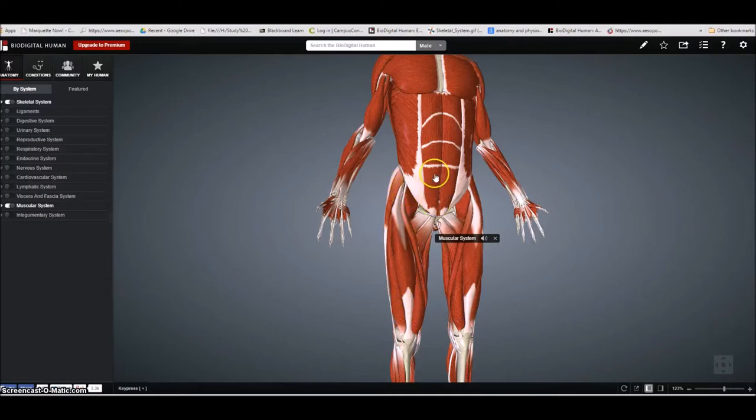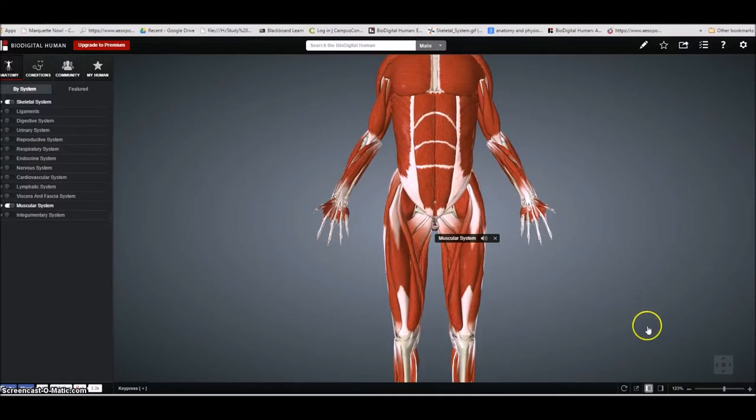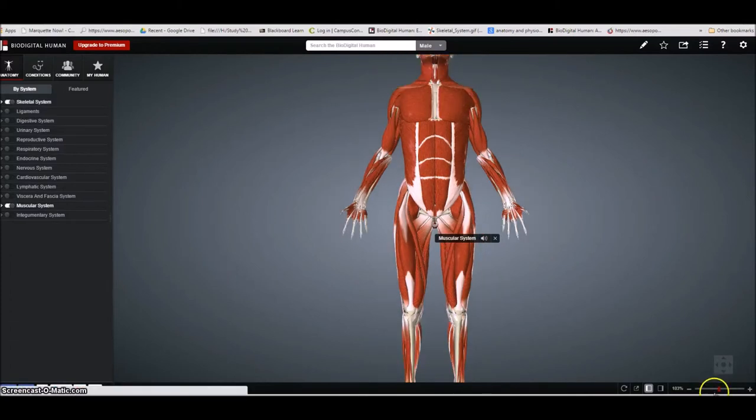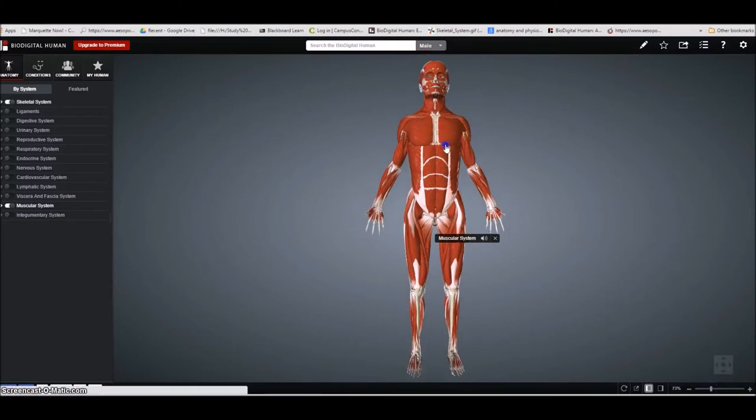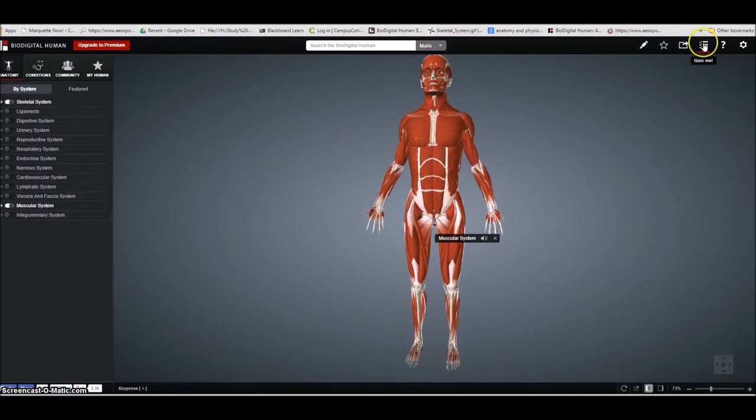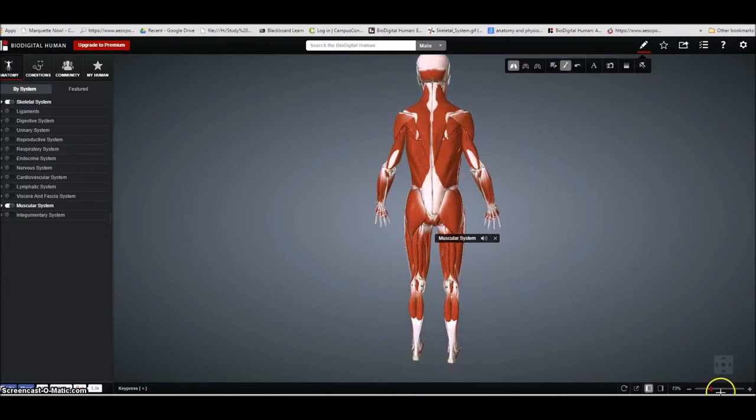Now, when you look at these muscles, what you can do with the biodigital human also is you can dissect it. So in the next video, I'll do that. This was just an introduction, but there's a tool up here. Oh, there's a quiz. Where's the tool? Dissect. Okay, so if we want to dissect, which means we want to see the muscles underneath, for example, let's see if we can.